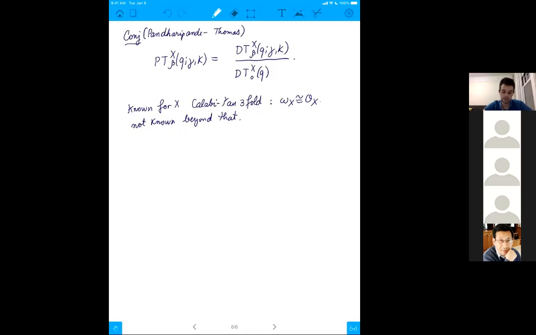So the reason is that in the Calabi-Yau threefold, the proof does not use this definition of DT and PT invariants that I said. So before I say a few words about that proof, so the proof for Calabi-Yau threefolds was given by Bridgeland, Toda, using Joyce's motivic Hall algebra.